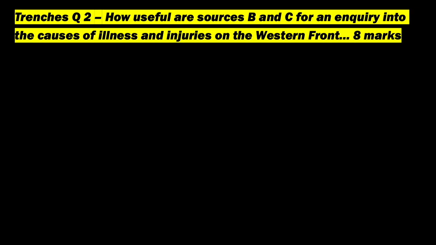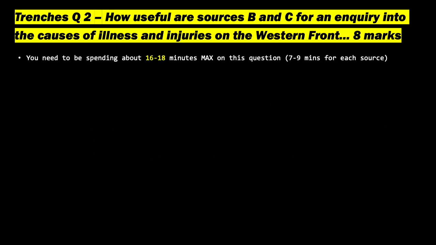So then we move on to our source question. This was a bit of a mixed bag, really, considering we've got our sort of routine for this one. But okay, let's talk through it, and hopefully you can see on your paper what we need to do to improve. So the question is asking us how useful are sources B and C for an inquiry into the causes of illness and injuries on the Western Front. So a nice big open topic. Causes of illness and injuries is the focus. So generally about 16 minutes on this question, probably maximum, depending on how quickly you've done question one really.